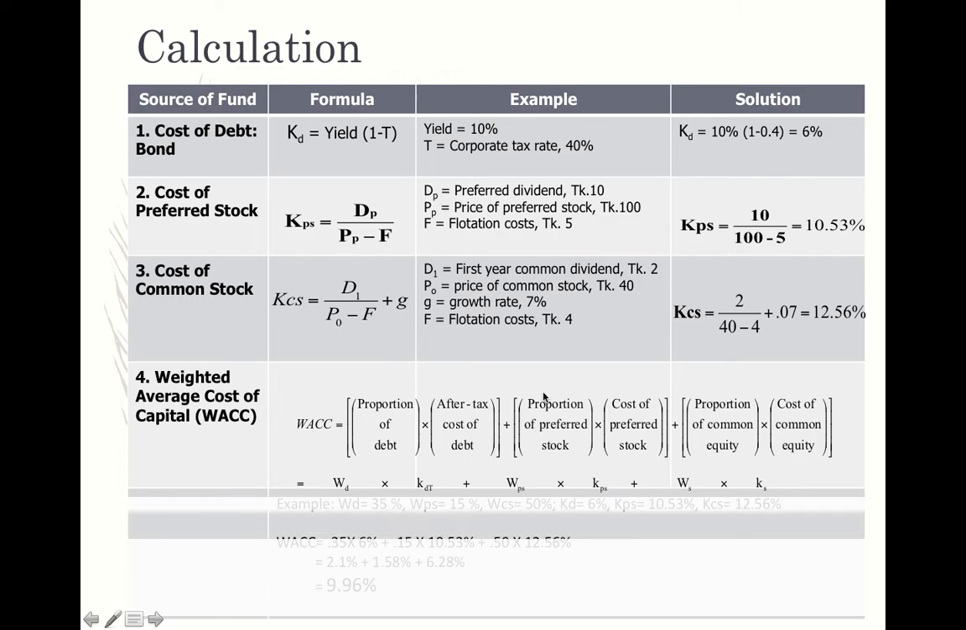Let's say we are talking about a firm where out of the 100% capital structure, in their source of fund they have 35% debt, 15% preferred stock and 50% common stock. For this example, we have already calculated cost of debt, 6%, we are taking it. We have already calculated cost of preferred stock 10.53%, we are taking it, and we have also calculated cost of common stock 12.56%, which is also there.